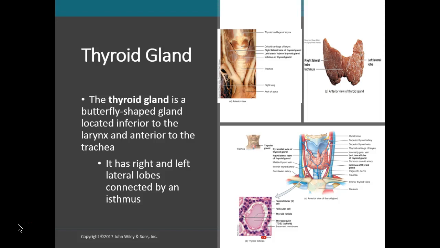The thyroid gland is inferior to the larynx, what we commonly call the voice box. It's composed of a right and left lobe, connected by a thin strip called an isthmus.